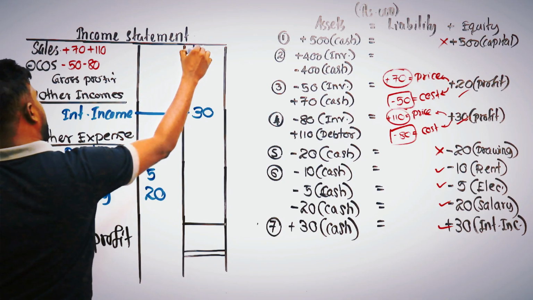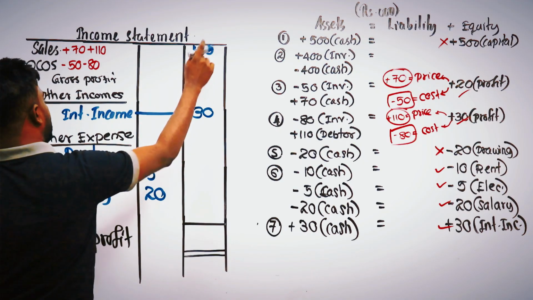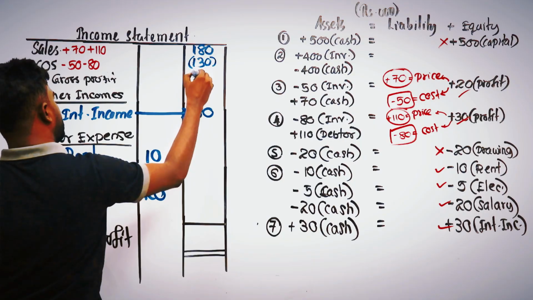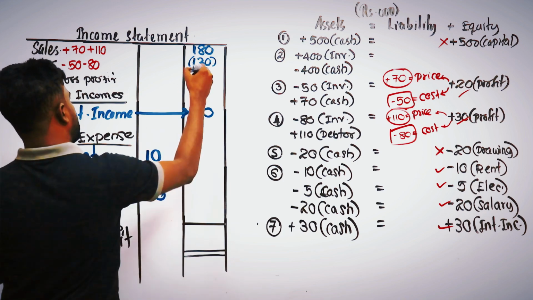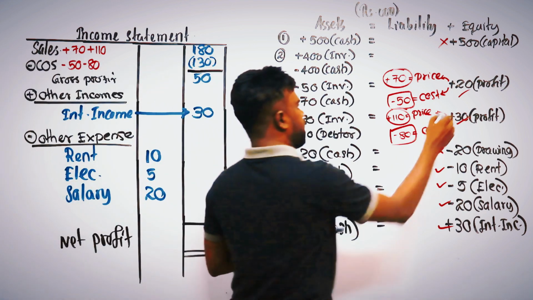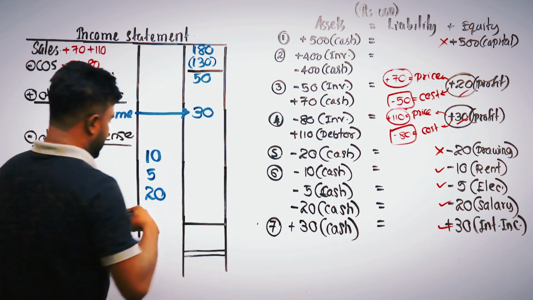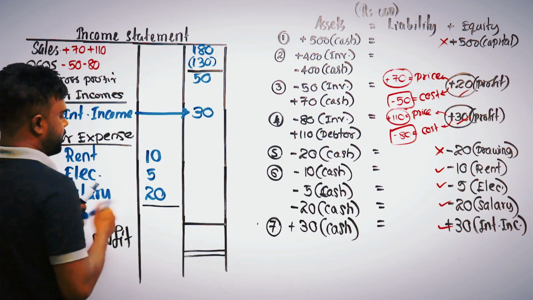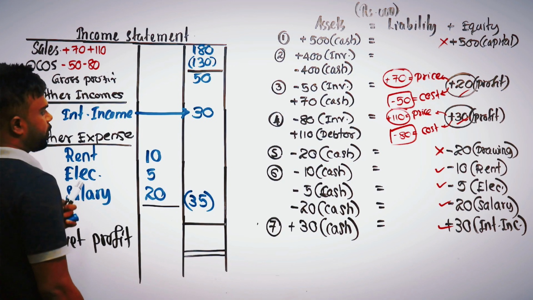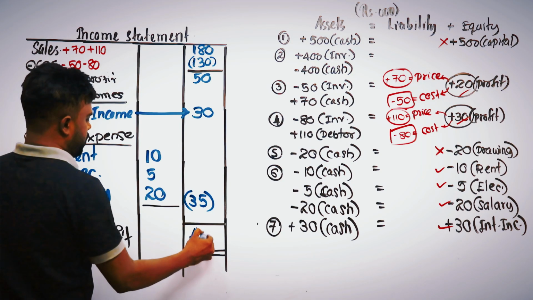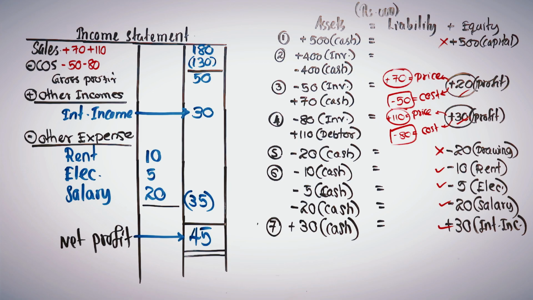Therefore, there are two sales. How much total? 180. There are two costs of sales. How much? Sorry, here 180, here 130. Therefore, how much gross profit? Gross profit will be 50. Actually the profit here is 20 and 30, which means 50. That's the gross profit. So expenses 35. So net profit will be how much? 45,000. Clear?